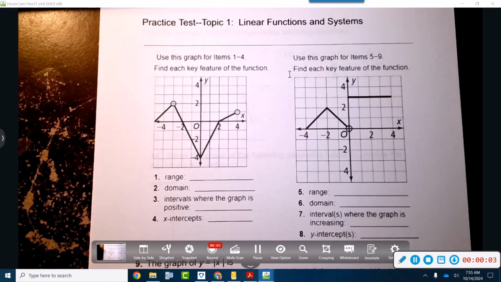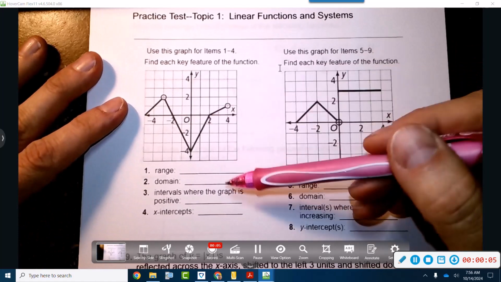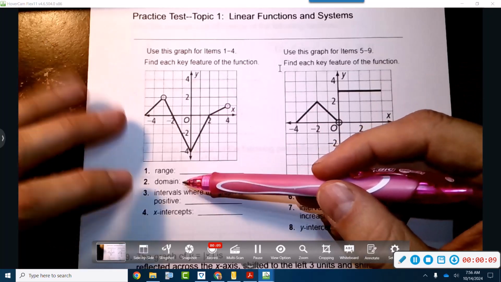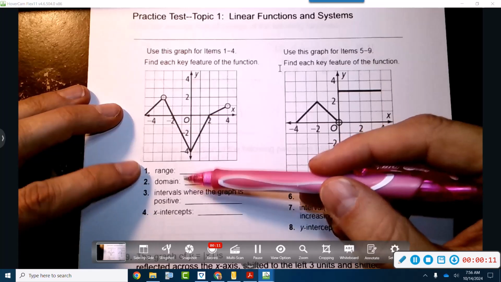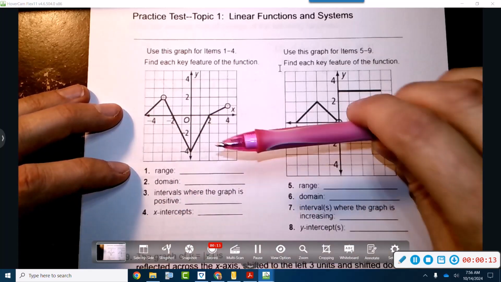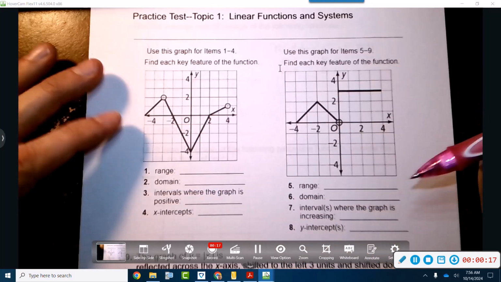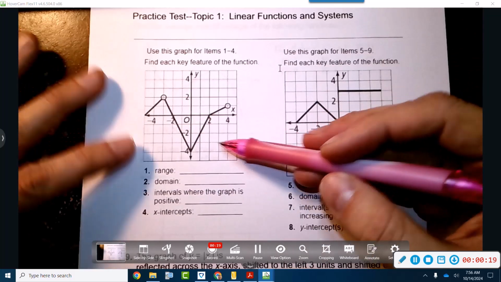Practice test. Let's see. We're going to start here at the first graph, 1 through 4. Notice that the range and the domain, I kind of switched order here. So we usually do domain first and then we do range, so watch out for that. I didn't do it intentionally, it's just how it was structured. But we'll do the range first.